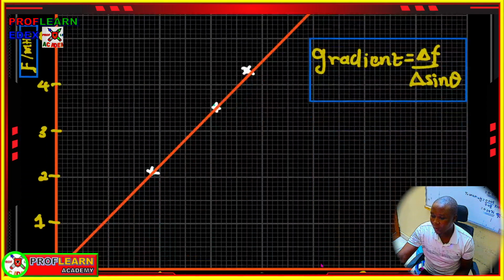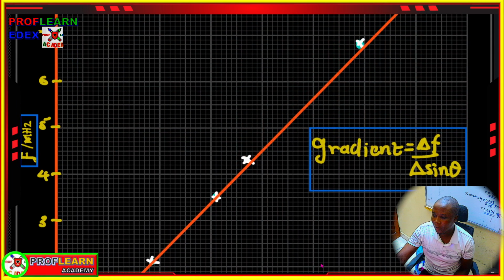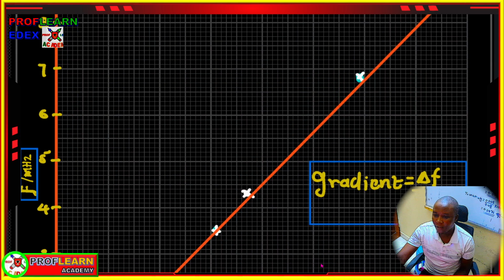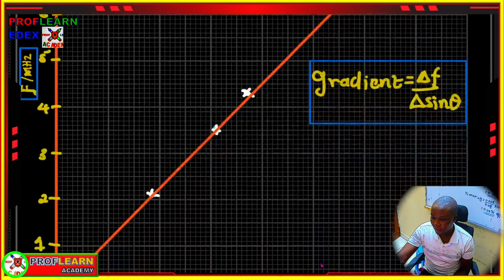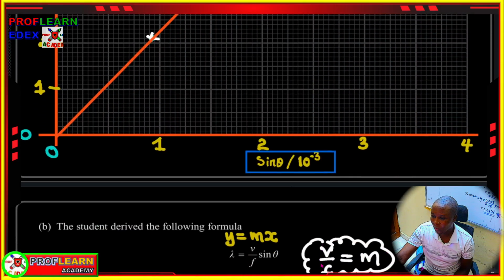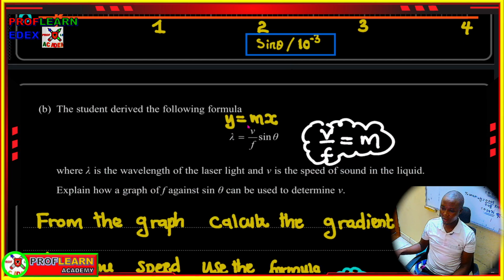Whenever you are plotting a graph, ensure that you label the axes, and also ensure that your graph covers about 3/4 of the graph paper that is provided. So this is the graph that we were expected to have in that particular question, and the student derived the following formula. We are told the formula that was used is here. Explain how a graph of f against sine theta can be used.